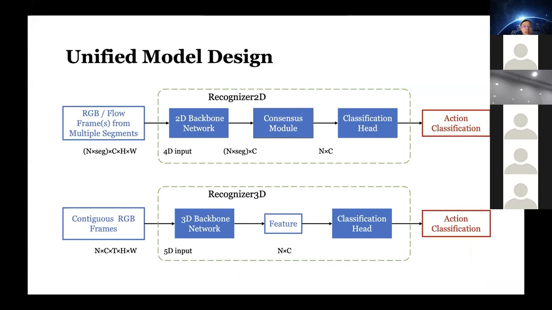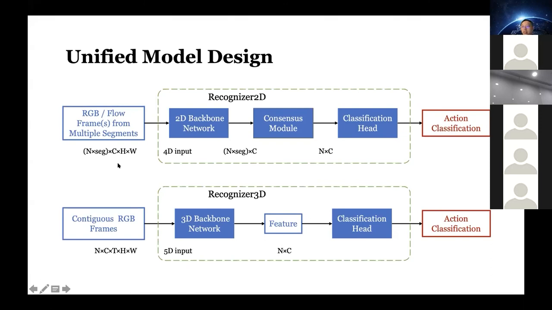So let's consider the two different categories, respectively based on 2D and 3D. These two categories of methods follow slightly different paradigms. For two-dimensional convolution-based methods, called vectorized 2D, the input allows different channels for feature maps, such as RGB frames and optical flows, from multiple segments, that is, multiple snippets.